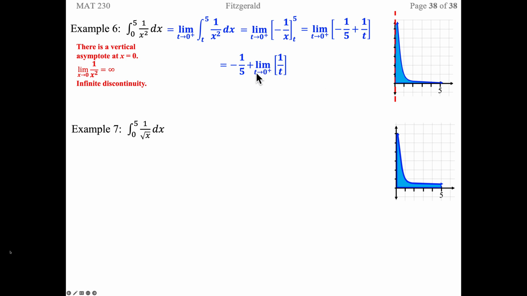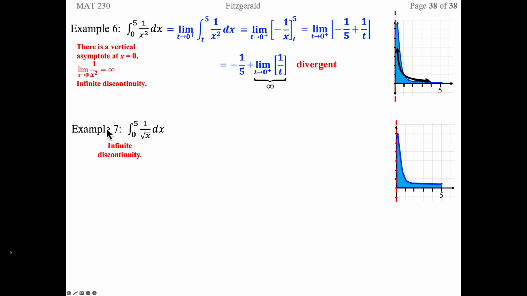What happens when the limit approaches 0 from the right? So 1 over something getting really, really close to 0. So 1 over t, if I were to graph it, is this curve right here. As this curve approaches 0, we are heading off to infinity. So negative 1/5 plus infinity, that's divergent. We can't find that area.